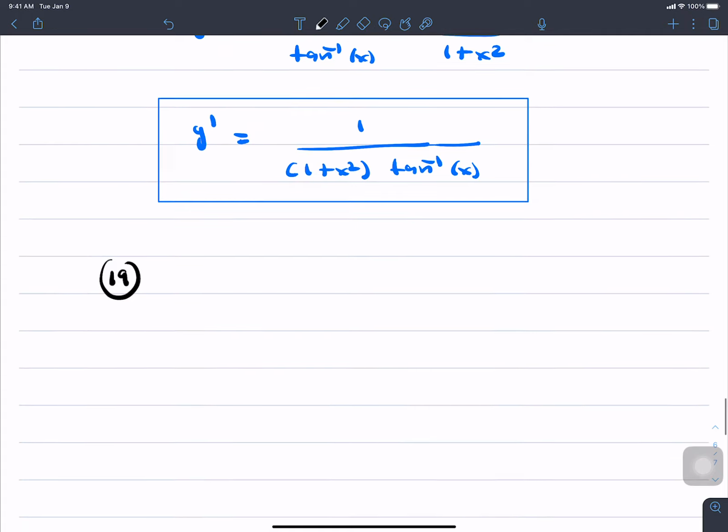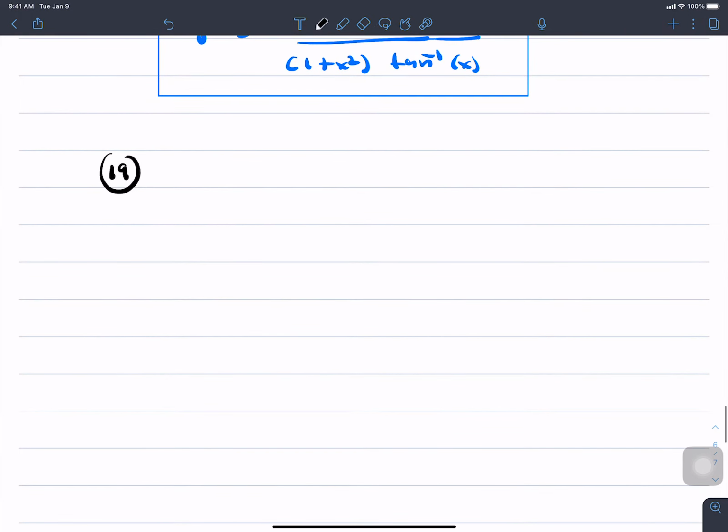Okay, let's kick this up a bit. Let's see if we could kick it up. Y equals the inverse sine of x over x plus 1.